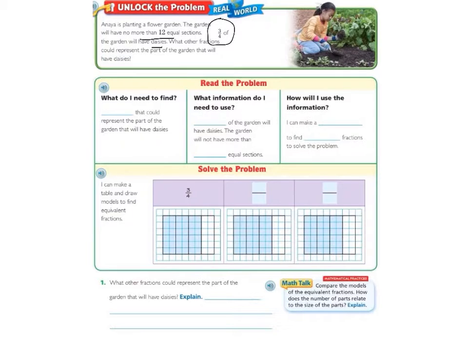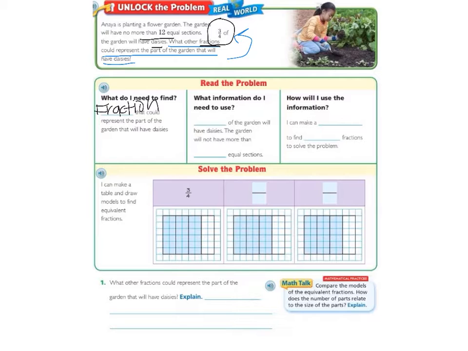Okay, so let's look at our question here. What other fractions could represent part of the garden that will have daisies? So daisies is 3/4, and we need to know what other ways we could title 3/4, what other equivalent fractions we could write of 3/4. So it says, what do we need to find? We need to find fractions that could represent the part of the garden that will have daisies.